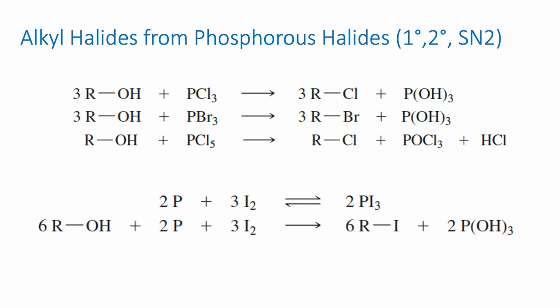So in summary here, we can use these phosphorus halides the same way that we would use halogen acids. HCl, HBr, and HI can yield our alkyl halides, and PCl3, PBr3, PI3, and also PCl5, these are all alternatives to those halogen acids. And generally we get better yields when we use these phosphorus halides than when we use the acids, the halogen acids.